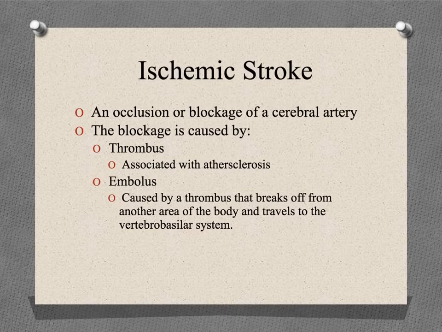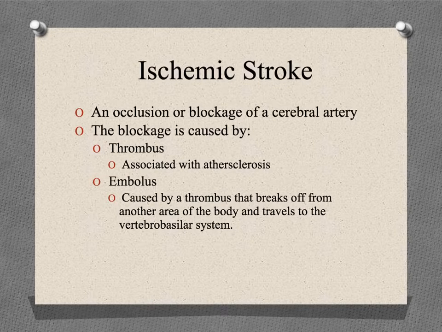An embolic stroke, again, causes the same types of symptoms. However, it is a clot that comes from another area of the body and travels to the cerebral system. One of the number one causes of an embolic stroke is atrial fib. And we talked about that a little bit before when we talked about the heart.